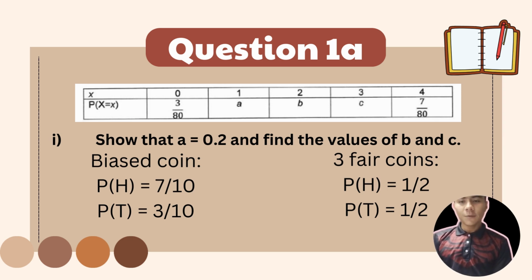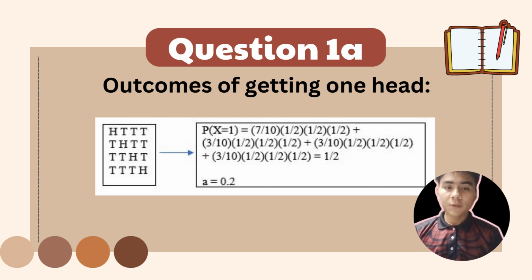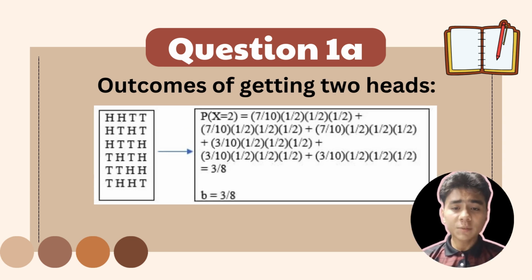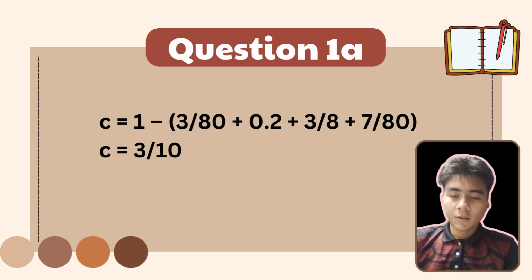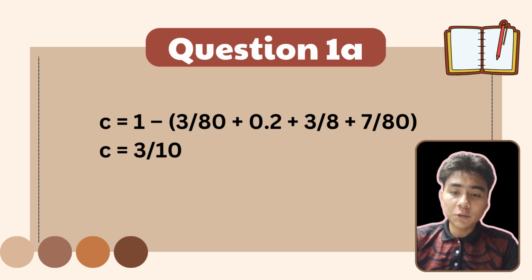The probability of getting a head on the biased coin is 7 out of 10, while tail is 3 out of 10. For the other 3 coins, the probability of getting a head is 1 out of 2, and the same goes for the tail. As for the outcome of getting 1 head, upon calculation a equals 0.2. Next, the outcome of getting 2 heads shows that b equals 3 out of 8. As for c, we just subtract all the values from 1, and we get c equals 3 out of 10.